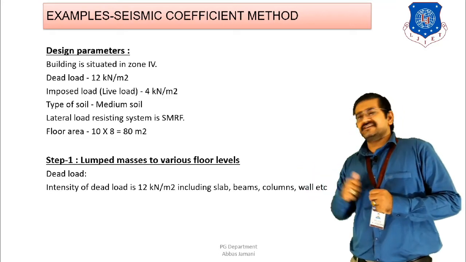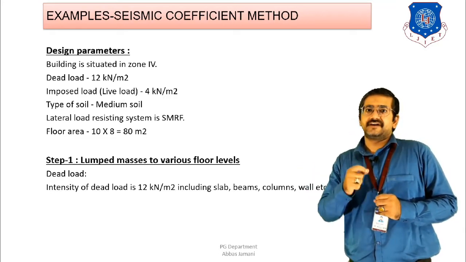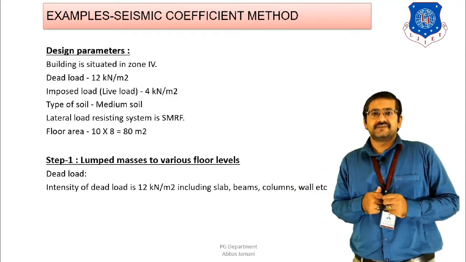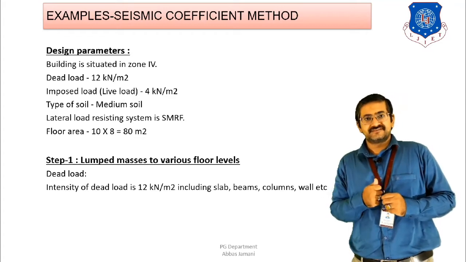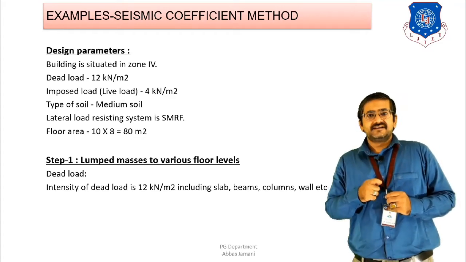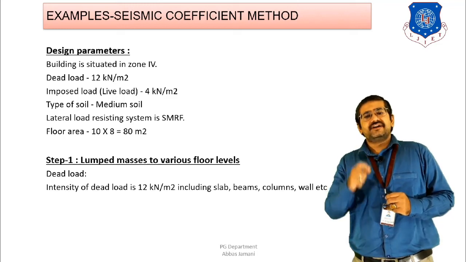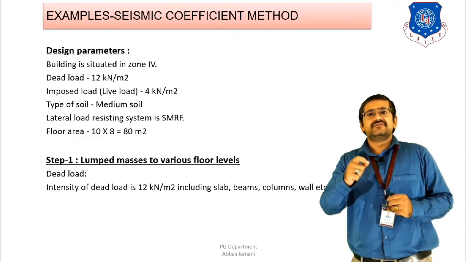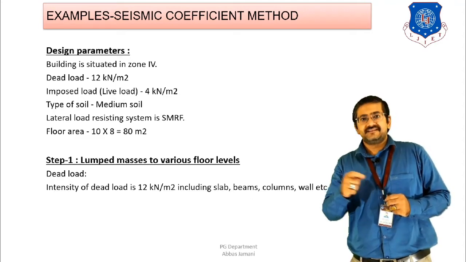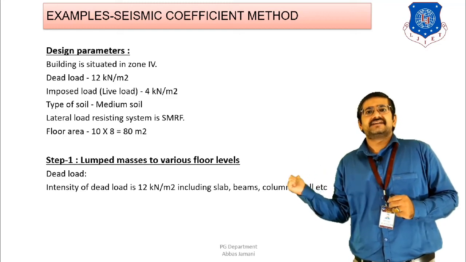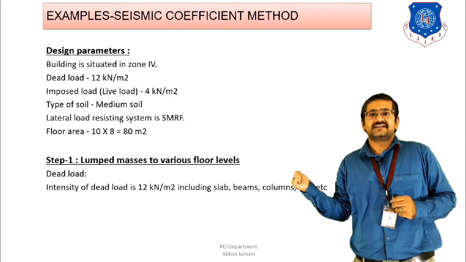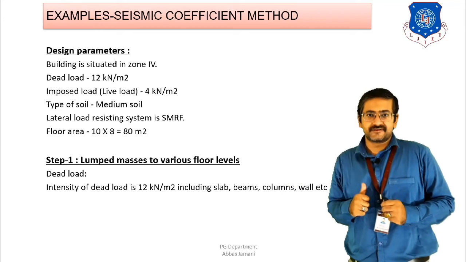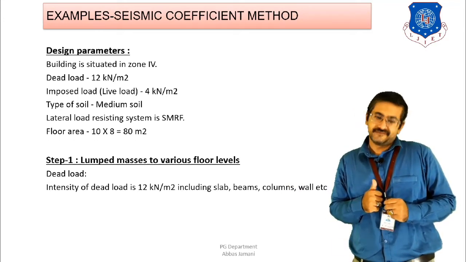Second, the value of dead load is given as 12 kilonewton per meter square, which is inclusive of the weight of all the elements, right? Then the third thing is the value of imposed load, that is 4 kilonewton per meter square. Again, in case of imposed load, we have seen that for the calculation of seismic weight, the definition is given as full dead load plus a percentage of imposed load, and for the percentage of imposed load the criterion is that if the value is less than 3 kilonewton per meter square, then 25% is to be considered, and if the value is greater than 3 kilonewton per meter square, then the percentage is to be considered as 50%. So here we can see that the value of live load is given as 4 kilonewton per meter square. Therefore our imposed load percentage will be 50% of the actual value.